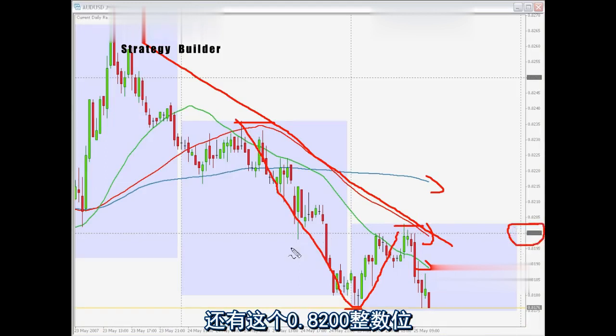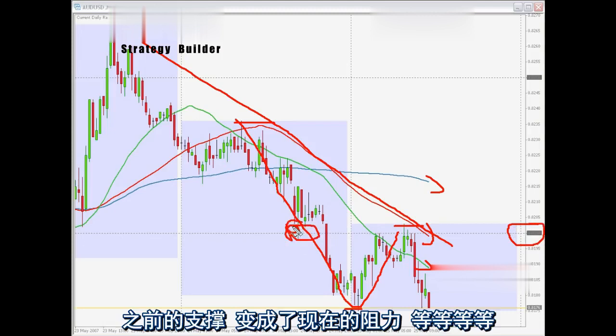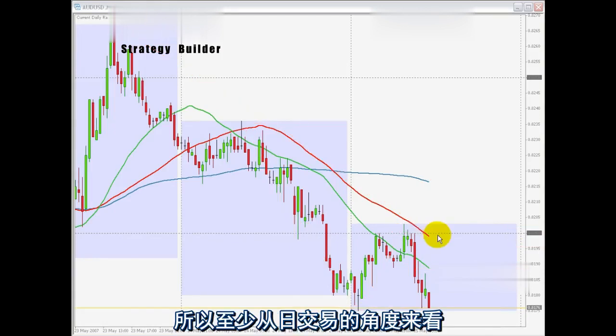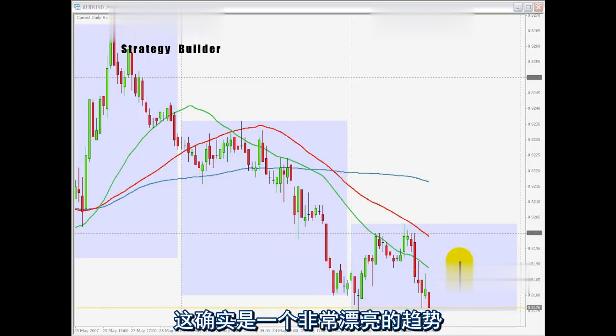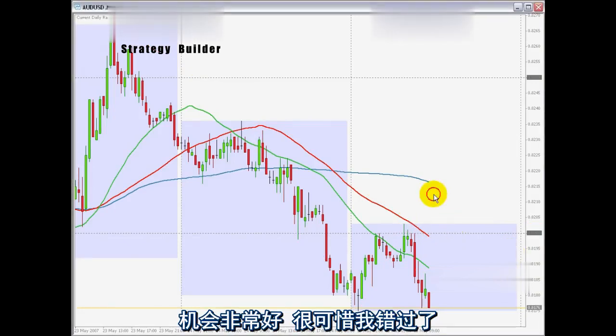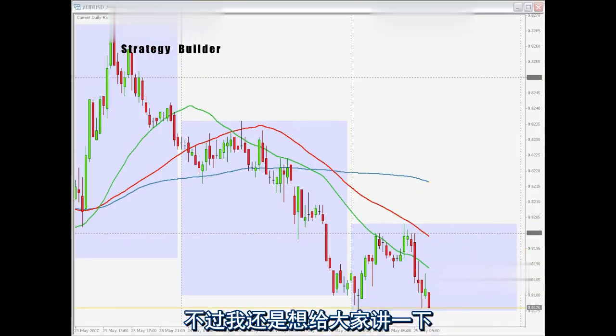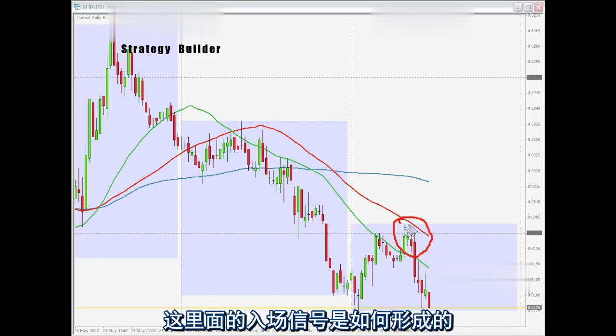08200 round number. Also, this area had been working formerly as support, now as resistance, etc. This is definitely a nice trend, at least from an intraday point of view. All right, and it's definitely a nice opportunity. Such a shame I missed it. Okay. However, what I want to show you in this video is how the actual trigger worked out.